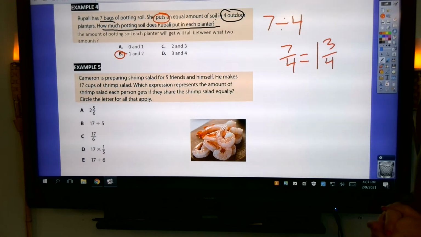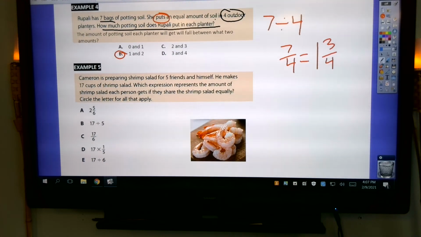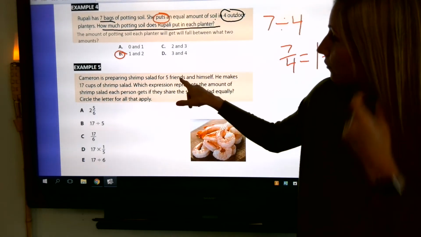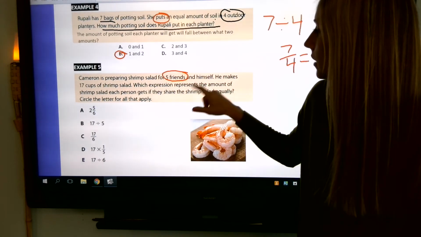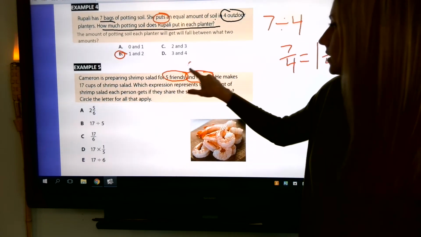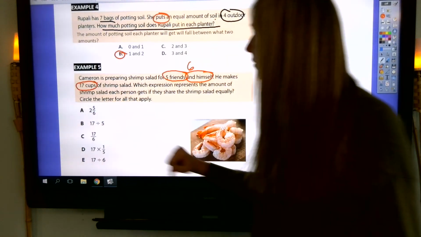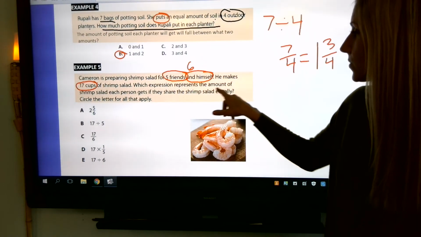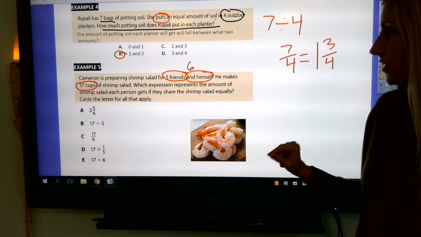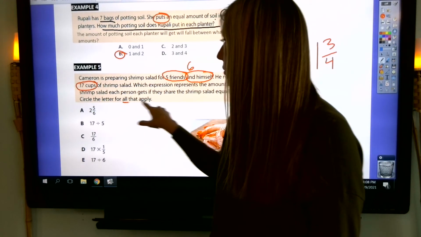Another one is picking the expression. So let's check this problem out and see if we can find the correct answer for all of the possibilities. Cameron is preparing a shrimp salad for 5 friends and himself. Ooh, hidden number. That means it's actually 6. He makes 17 cups of shrimp salad. Which expression represents the amount of shrimp salad each person gets if they share the shrimp salad equally? So we need to circle all that apply.